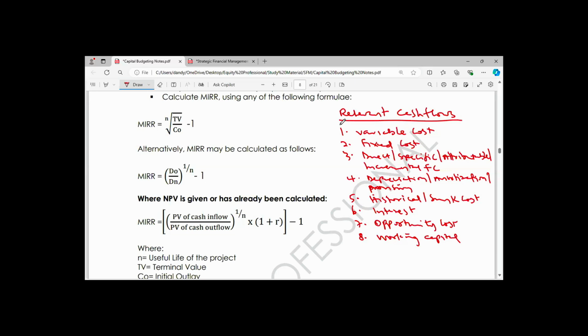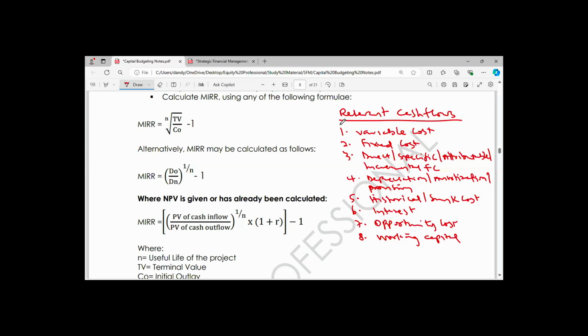So that's that. Then number 3, you may be given direct fixed cost. Examiner can give you specific or attributable fixed cost or incremental fixed cost. All of these are relevant fixed costs and should be considered. So when you are given direct fixed cost, it is relevant. When you are given specific fixed cost, it is relevant. When you are given attributable fixed cost, it's relevant. When you are given incremental fixed cost, it's relevant. So all of those items are relevant. So when you see them in a question, you have to account for them.